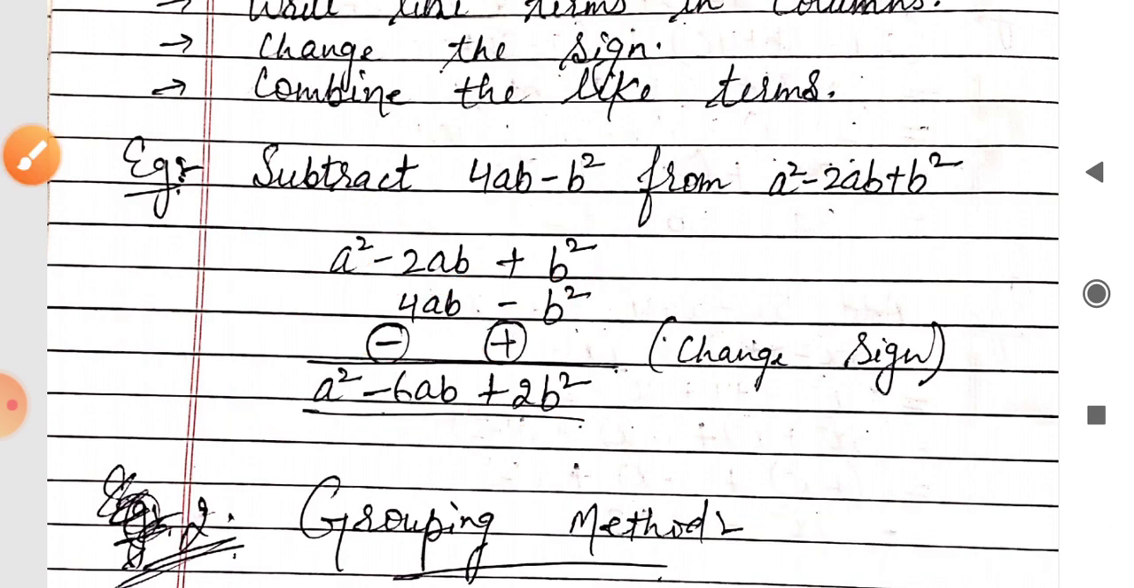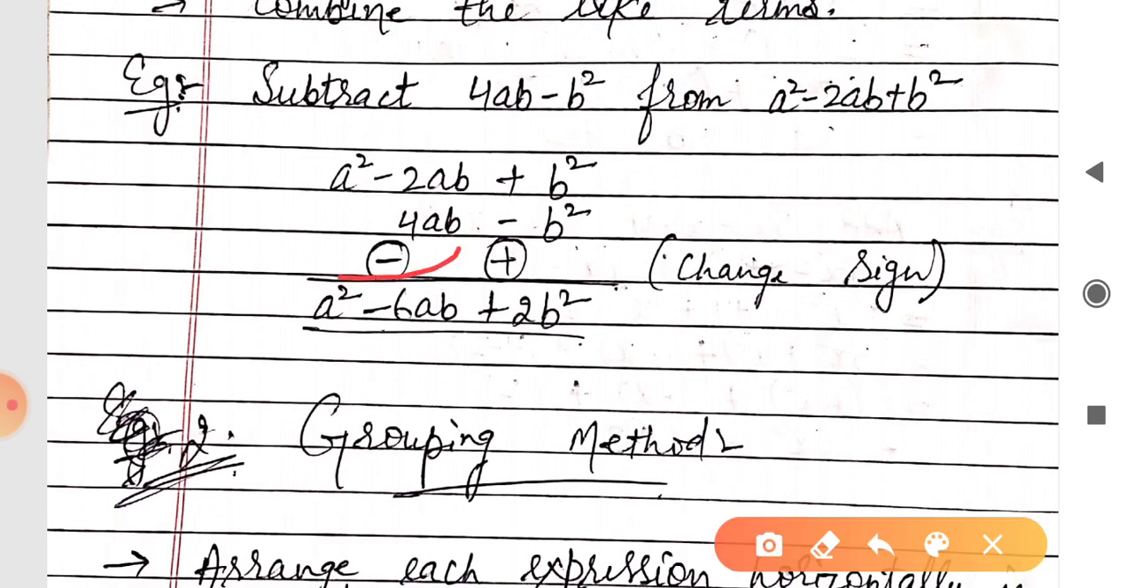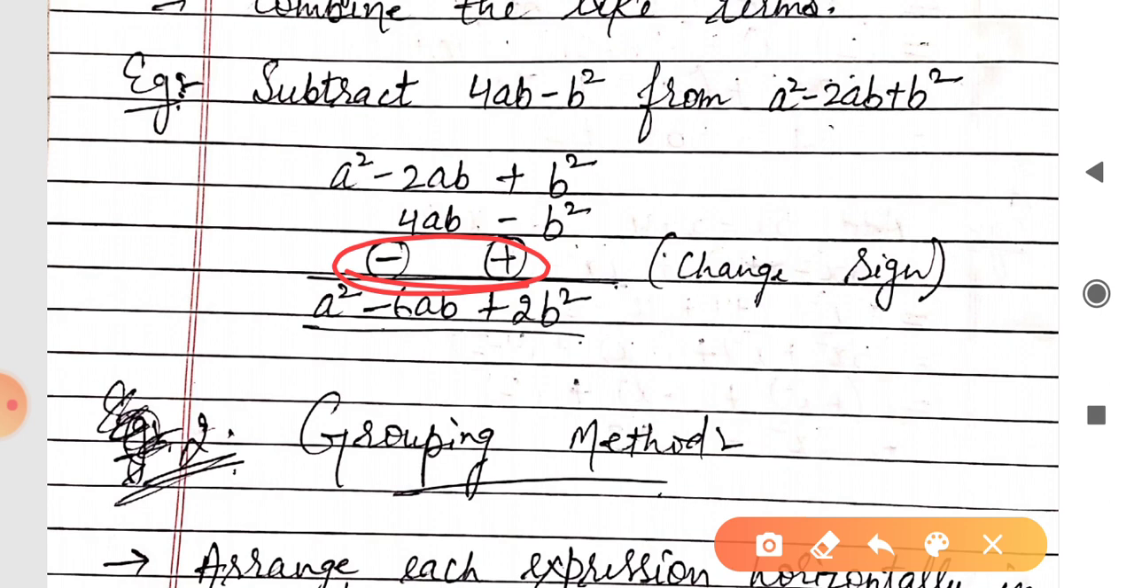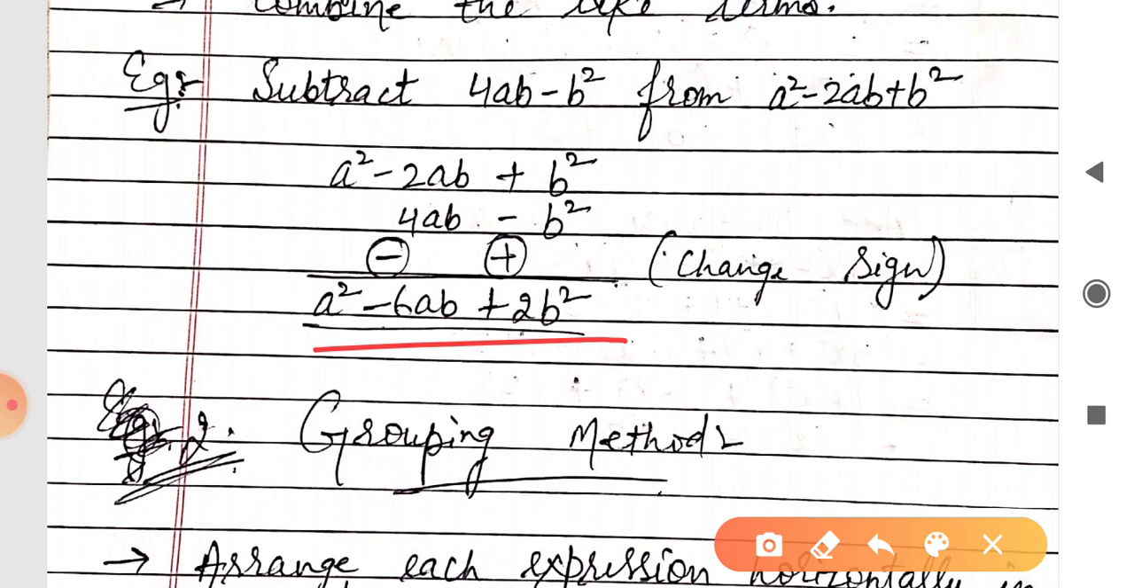Remember one thing, that these signs will be used for the second expression. This minus sign will not be used for the second expression. Here b square is positive. Now b square has a plus sign. So take these signs for the second expression. So the answer is a square minus 6ab plus 2b square.